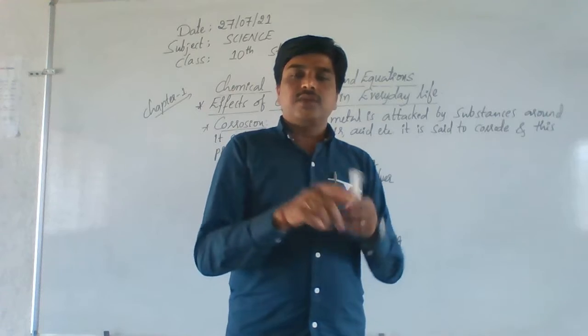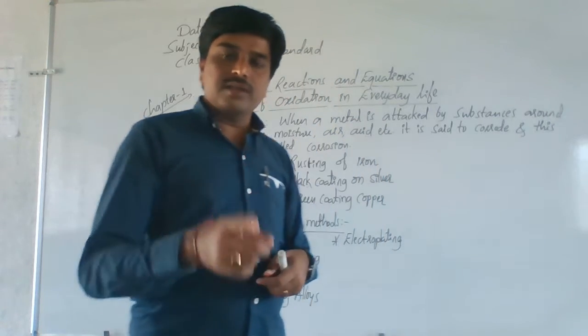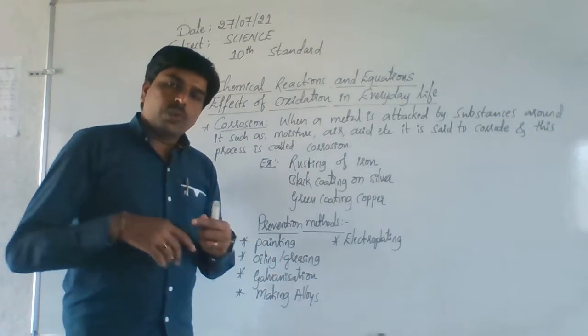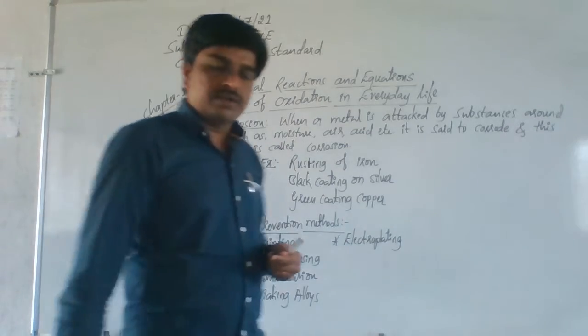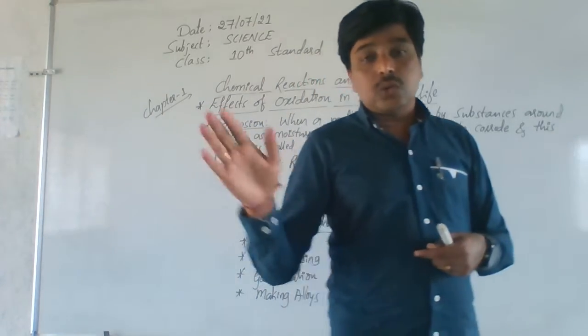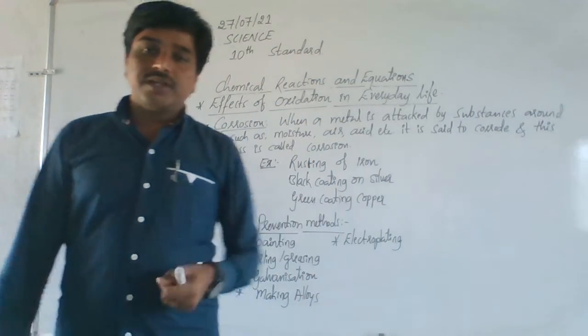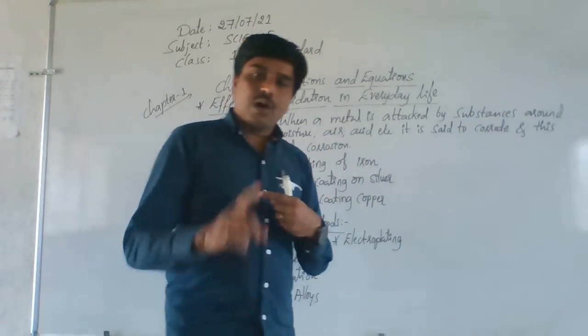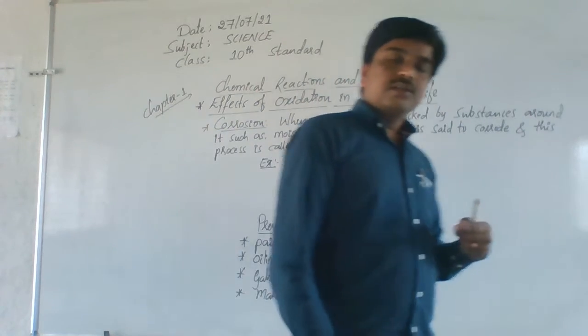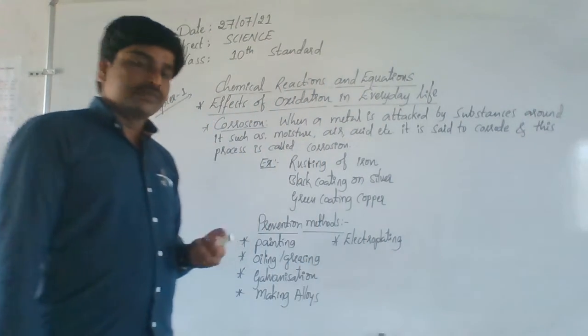That hydrated iron oxide we call rust. So when rust is formed on the surface of iron, the iron particles slowly get corroded, and this process we call corrosion. So rusting of iron is also one effect of oxidation. Understand? That is the best example for corrosion.